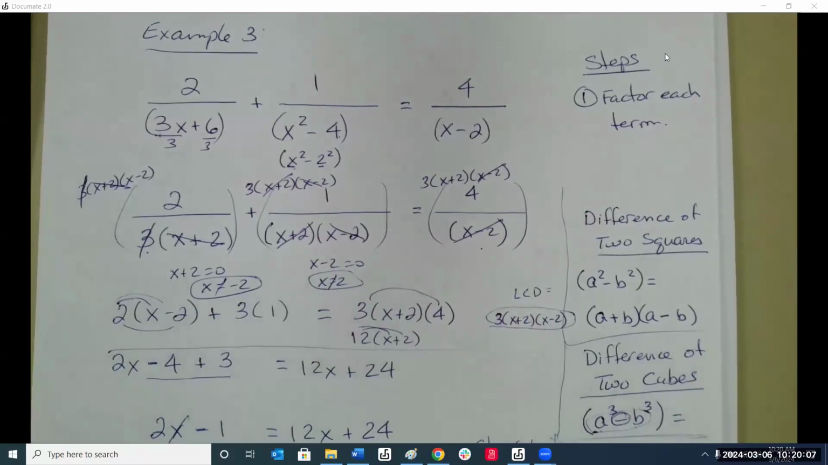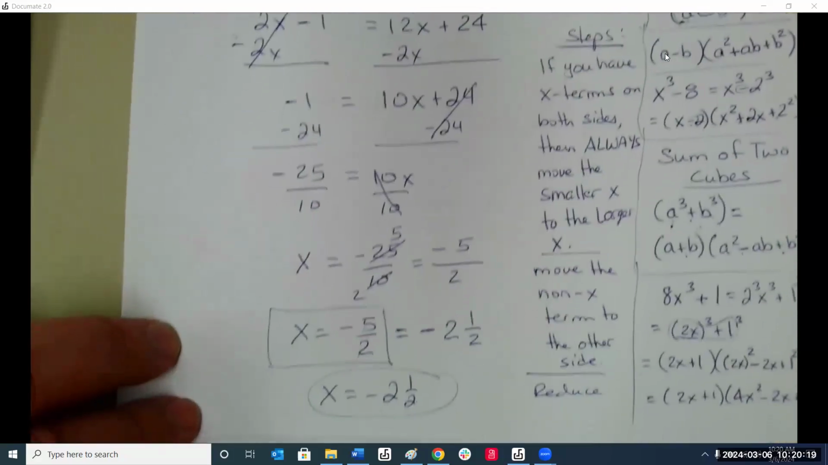So even though we worked everything out and we get an answer, doesn't mean that that's the right answer, because we also have to look at what can we not have as a final answer. Since it's negative 2.5, we're okay.